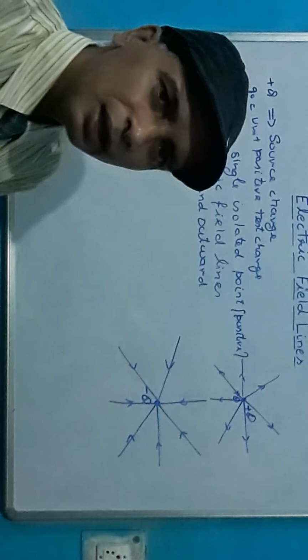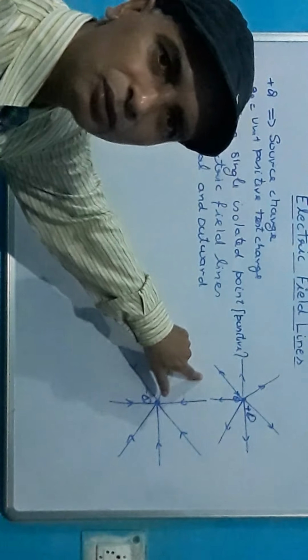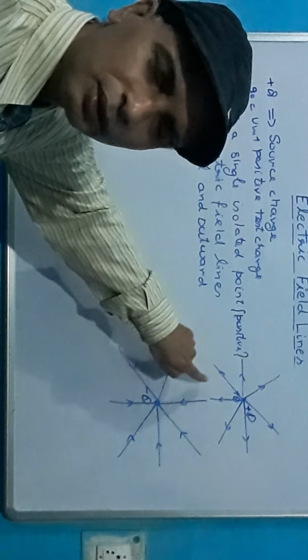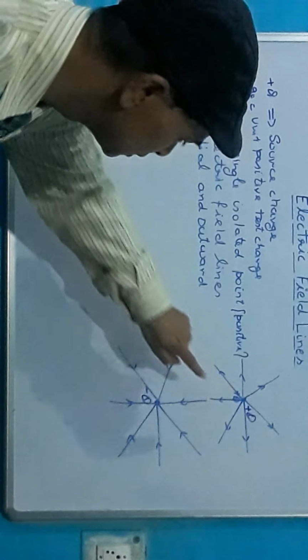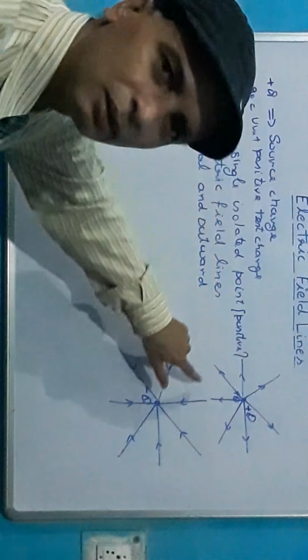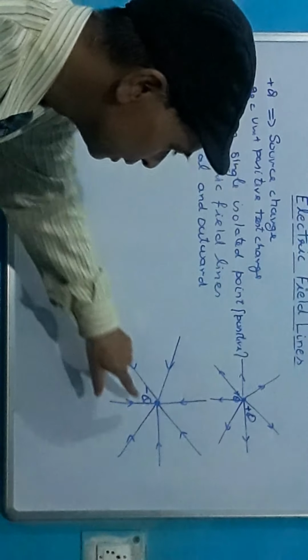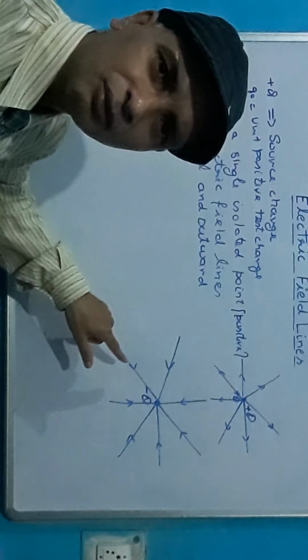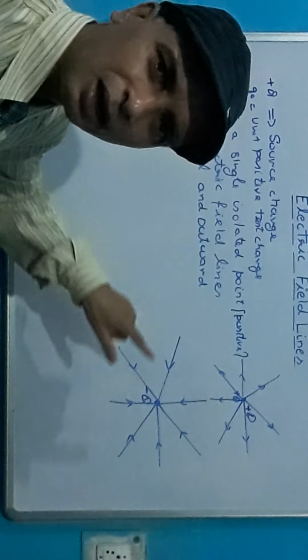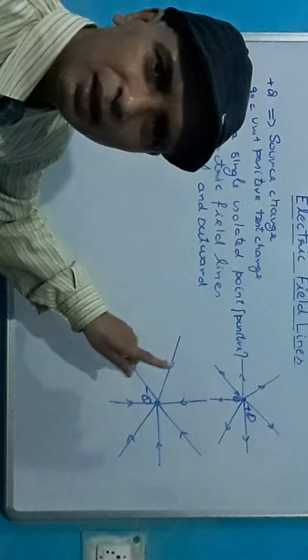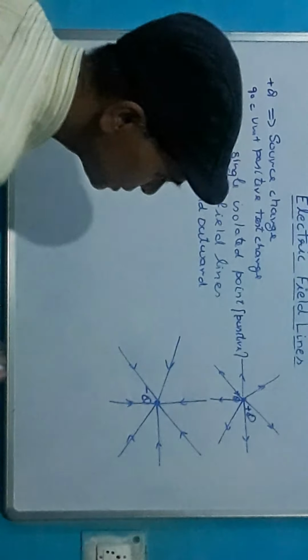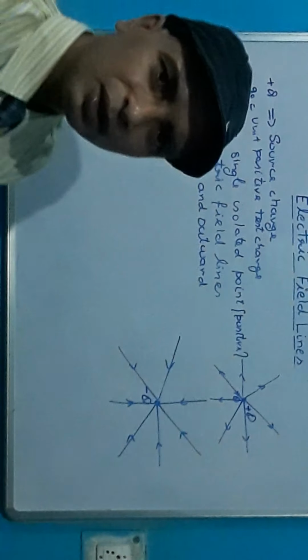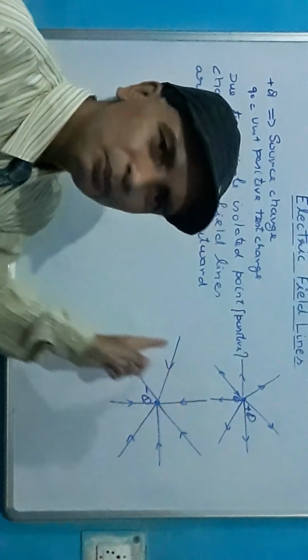Okay, so I have plotted the electric field lines due to a single isolated positive source charge, and here the electric field lines due to a negatively charged isolated source charge. I hope that you can understand it well. You have understood the definition of the electric field. So these lines represent the electric fields.